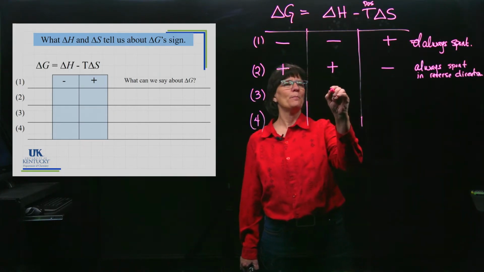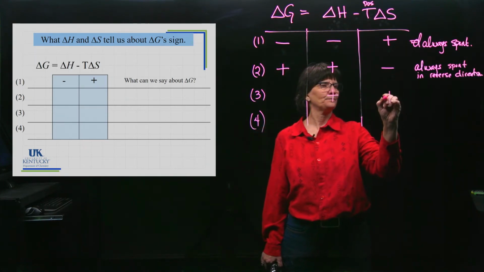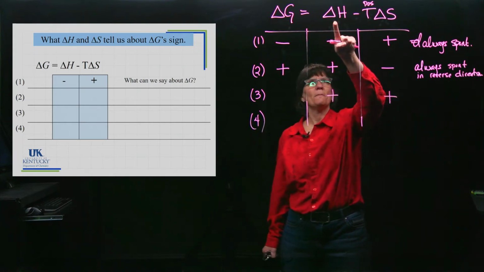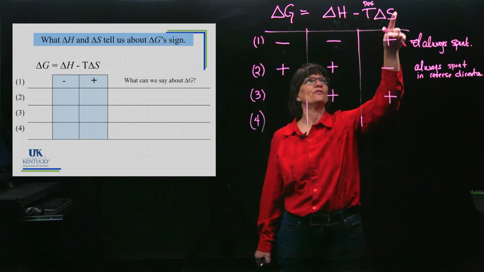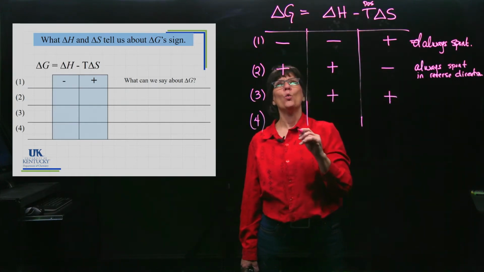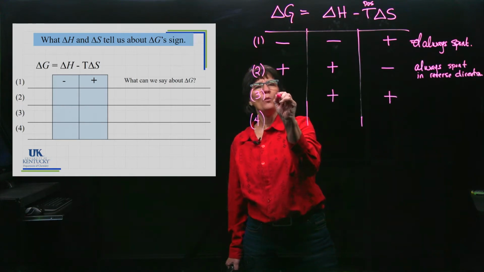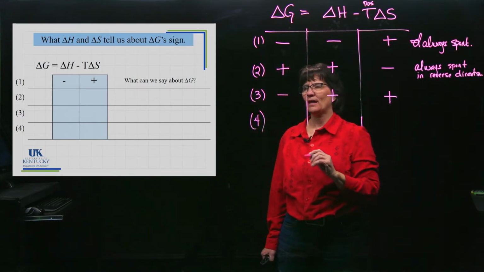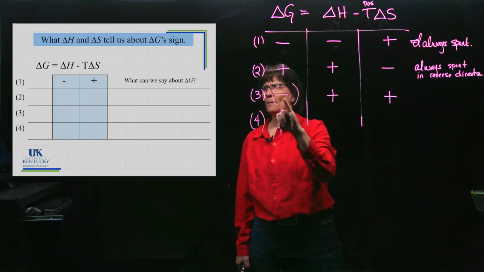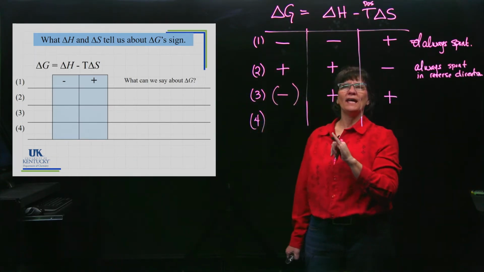What if they're both positive? All right. So this is positive, and we're going to subtract from it. I want to know what conditions will make it spontaneous. What will make this negative? Okay, it's not negative always. Okay, so I'll put it in parentheses. What will make it negative?